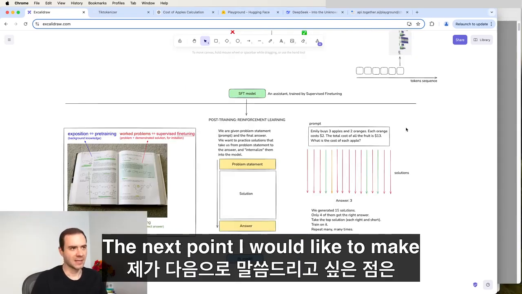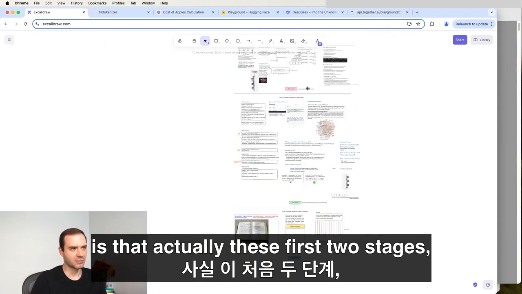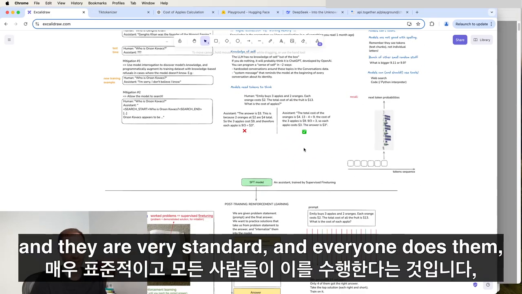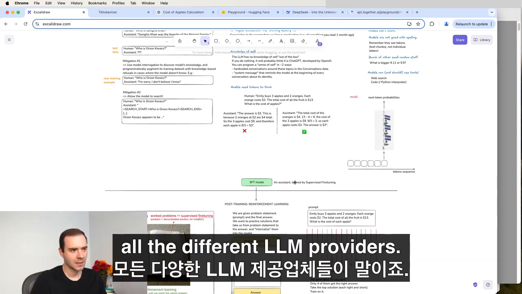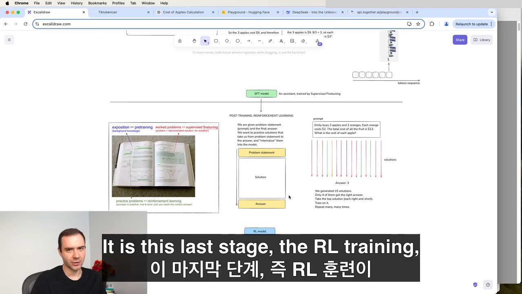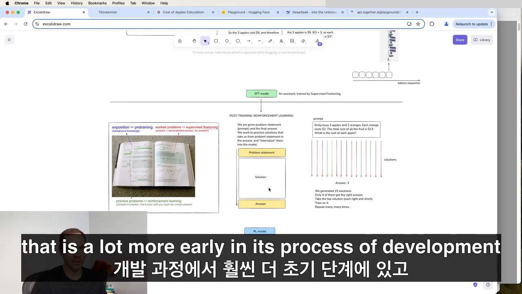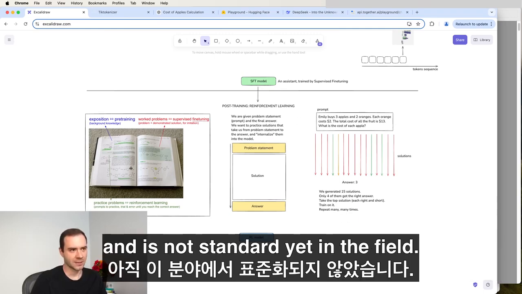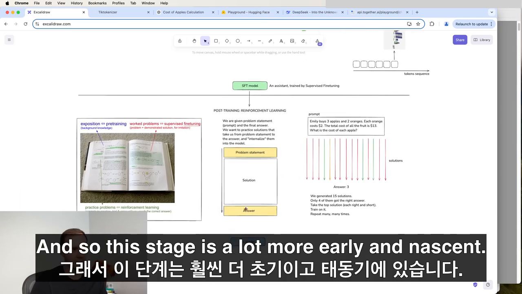The next point I would like to make is that these first two stages, pre-training and supervised fine-tuning, have been around for years, and they are very standard, and everyone does them, all the different LLM providers. It is this last stage, the RL training, that is a lot more early in its process of development and is not standard yet in the field. And so this stage is a lot more early and nascent.